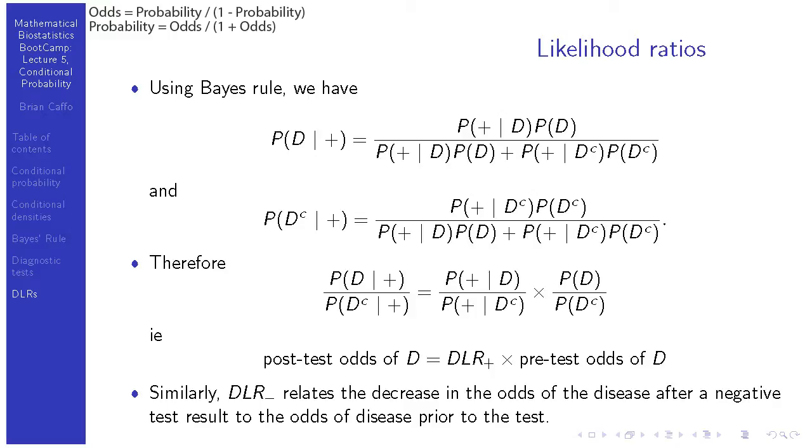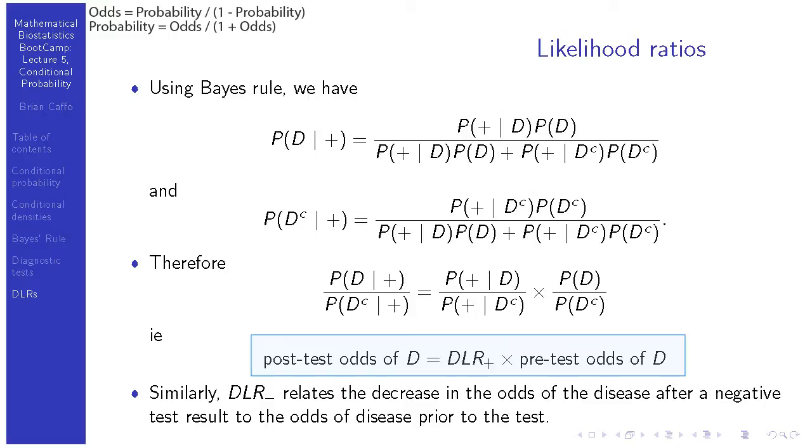Okay, so in this formula, it has a very specific form then. The post-test odds of disease, the probability of D given a positive test result divided by the probability of D complement given a positive test result, is equal to the diagnostic likelihood ratio times P of D divided by P of D complement, which is the pre-test odds of disease.